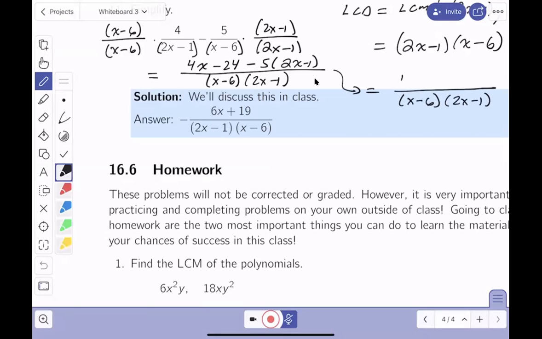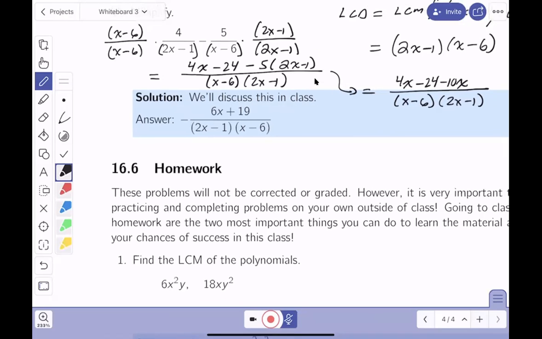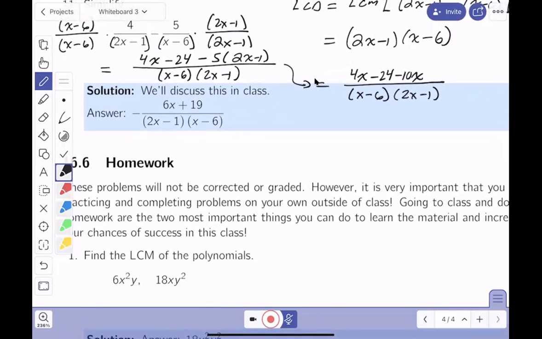What do you get there? 4x minus 24 minus 10x, I'm distributing the minus 5 across two terms, plus 5. I can do some things there. And we'll look at the key later. 4x minus 10x is minus 6x. Minus 24 plus 5 is going to be minus 19. There's nothing wrong with that answer.